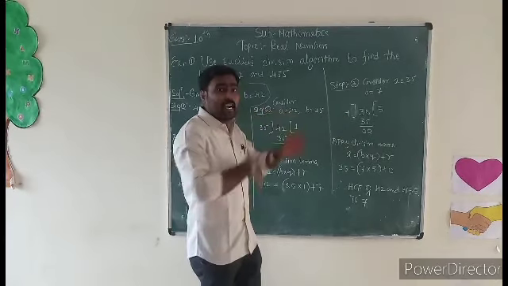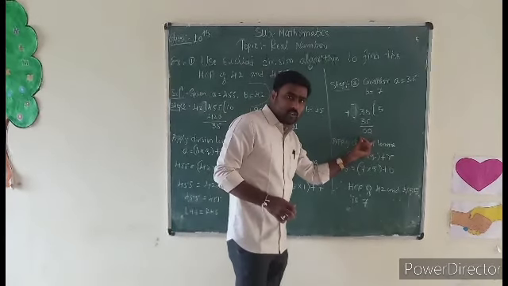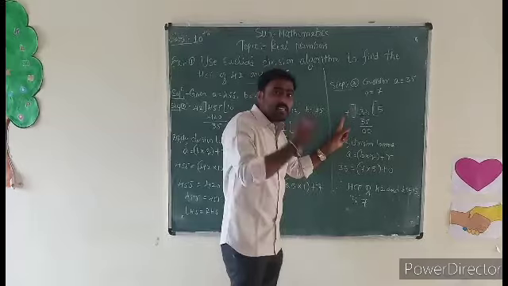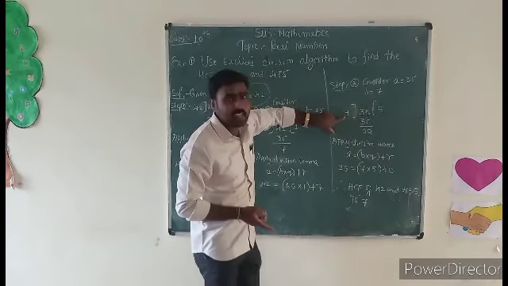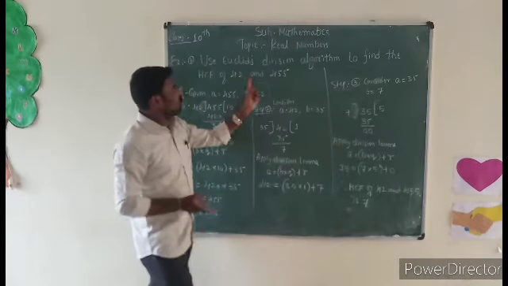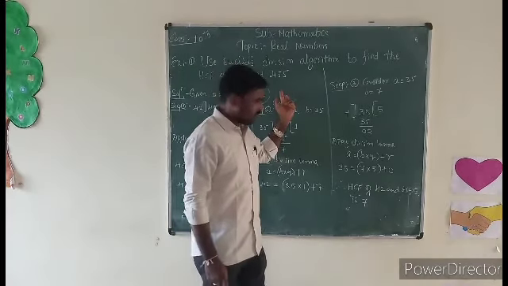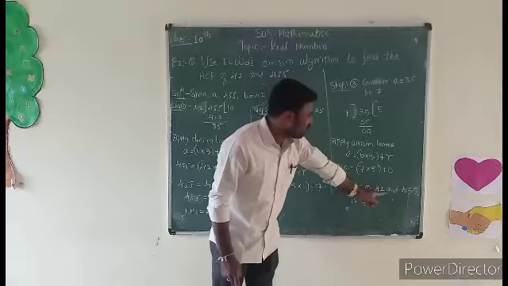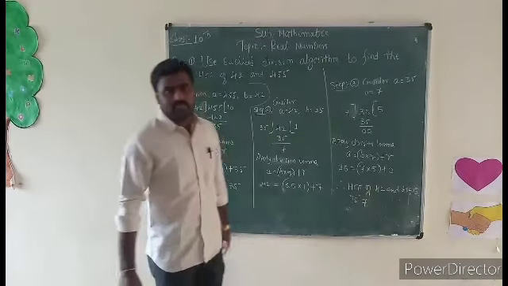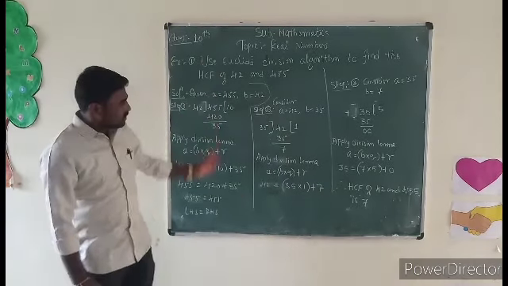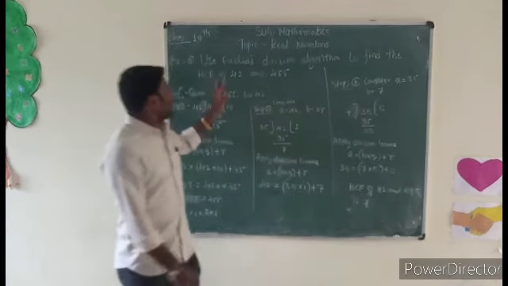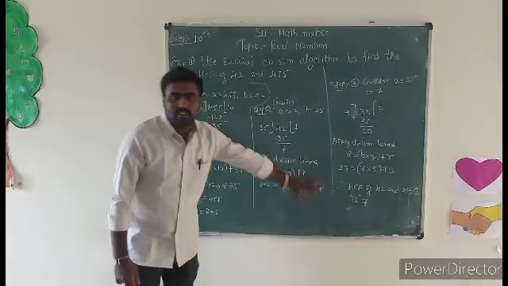Why? Because until the remainder becomes 0, the divisor at which the remainder is 0 is the HCF. So here 7 is the HCF of 42 and 455. Therefore the HCF of 42 and 455 is 7. Okay students, this is the solution for finding the HCF of 42 and 455.